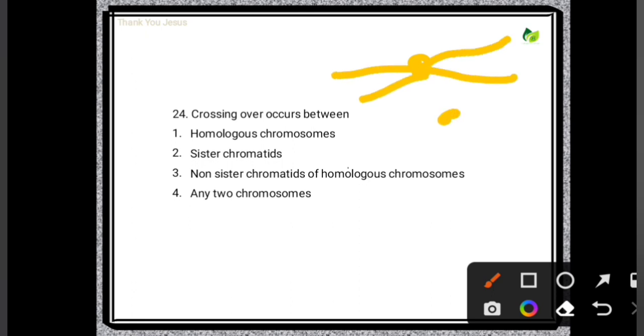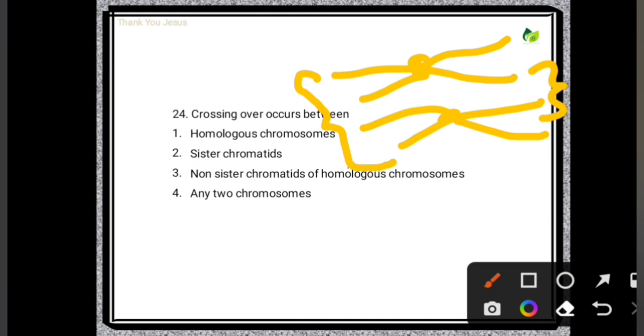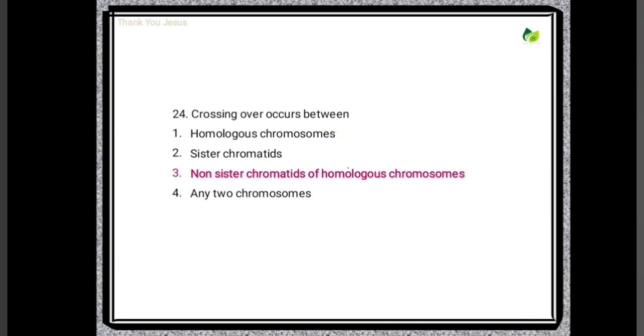This is one homologous chromosome, this is another homologous chromosome. So these two, that means 2 and 3 chromatids are non-sister chromatids. 1 and 4 are non-sister chromatids. 1 and 3 are non-sister chromatids. So the crossing over always occurs in between non-sister chromatids of homologous chromosomes. So the answer is non-sister chromatids of homologous chromosomes is the correct answer.